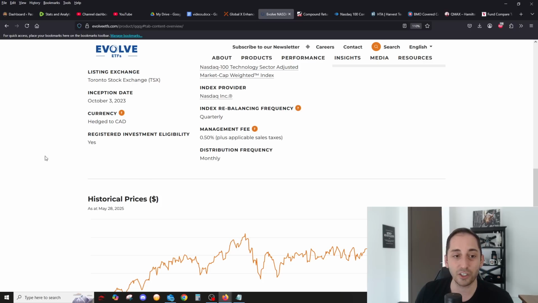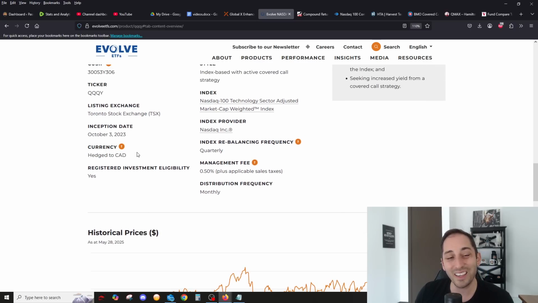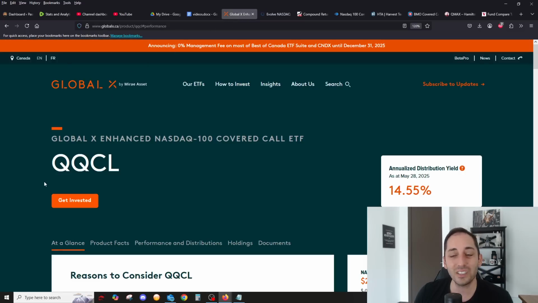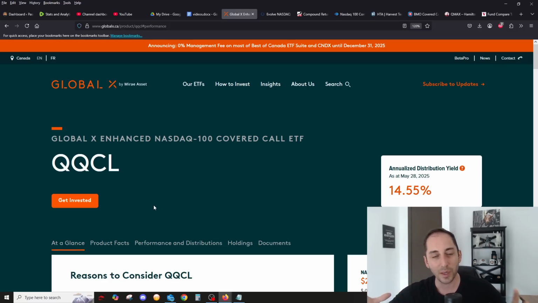Another difference is the currency hedging. QQQY is hedged to the Canadian dollar, which means that if the Canadian dollar gets weaker versus the US, or the US dollar gets stronger versus Canada, this is going to negatively impact QQQY a little bit. QQCL is not hedged to the Canadian dollar. So if the Canadian dollar gets weaker, the American gets stronger, that actually benefits QQCL. Remember, you're buying both of these in Canadian dollars, but they hold US assets. So you got to realize if it's hedged to the Canadian dollar or not.